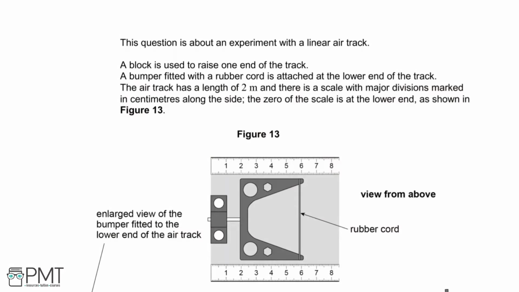This question is about an experiment with a linear air track. The block is used to raise one end of the track. A bumper fitted with a rubber cord is attached at the lower end of the track. The air track has a length of 2 meters and there is a scale with major divisions marked in centimeters along the side. The 0 of the scale is at the lower end, as shown in figure 13.